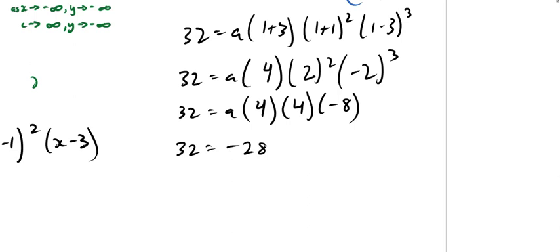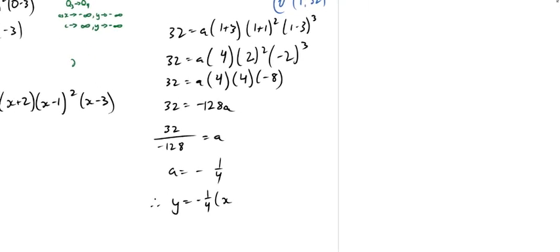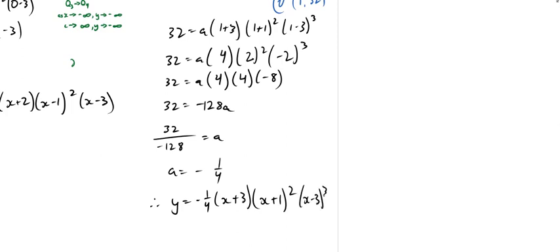And -128, and I divide both sides by 128, and that reduces to, yeah, and what do we have to remember? Therefore, y equals negative 1 over 4 times x plus 3. And don't forget your exponents here as well. Just little mistakes that people might make. All right. How do we feel about that?